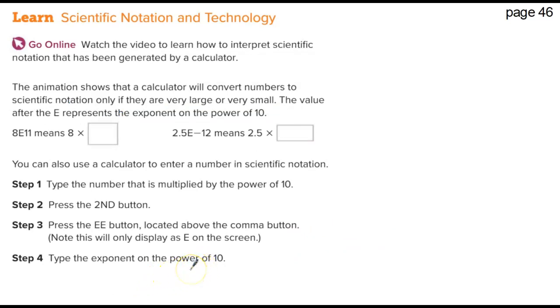Okay, now they're going to talk a lot about calculators, and in this interesting situation that we find ourselves in, I can't be sure what kind of calculator you're using. The thing I want you to come away with here is if a calculator gives you a result that looks like this, this means 2.5 times 10 to the -12. This means 8 times 10 to the 11th. That E is your way of telling you, this is the number in front to the left of the decimal, and this is the exponent on the 10. That's what that tells you.